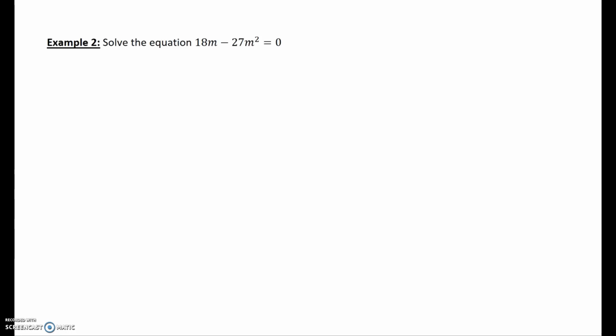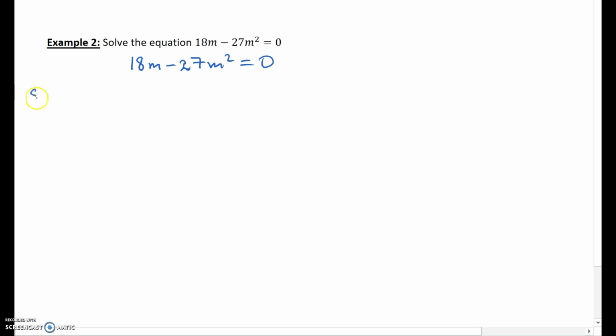This time we want to solve the equation 18m minus 27m squared is equal to 0. Again, whenever you have a quadratic, in other words, something where the variable is squared, and you want to solve an equation that has a squared variable in it, make sure that everything is on the left hand side of the equal sign, and on the right hand side you have 0. That's very, very important before we start. Now this one is set up that way, with everything to the left of the equal sign.